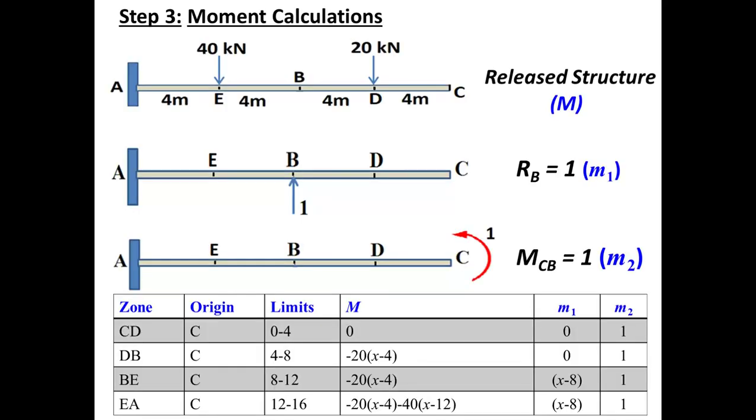So now step number 3 is moment calculation. For moment calculation, draw all 3 figures, the released as well as the unit load figures, again, and prepare a table like this. The first column of the table represents the zone. If any one end of the beam is fixed, always start to move from the free end toward the fixed support.